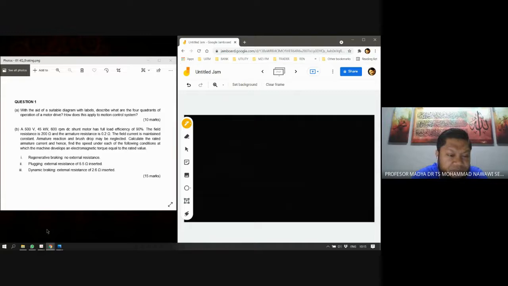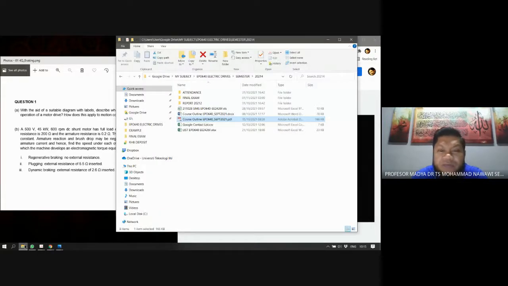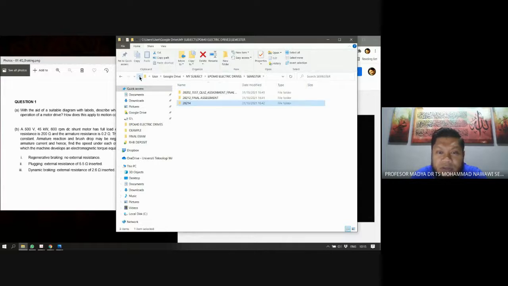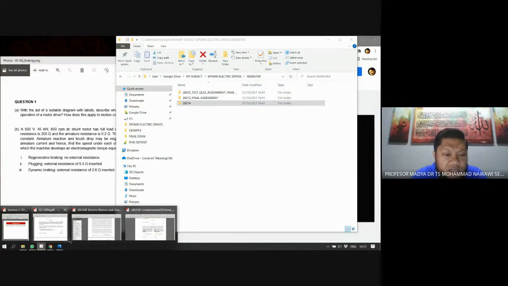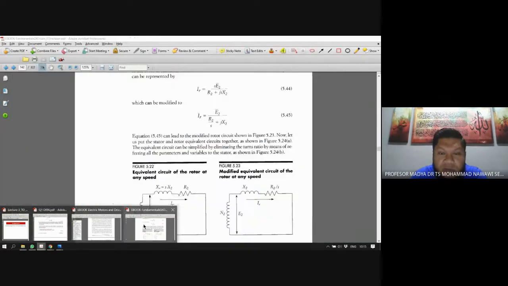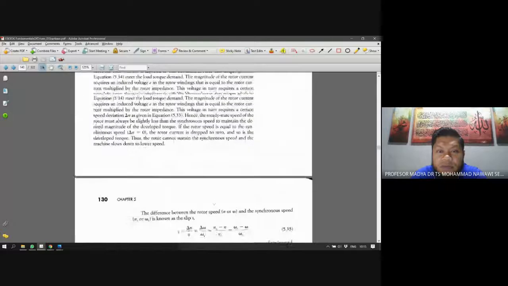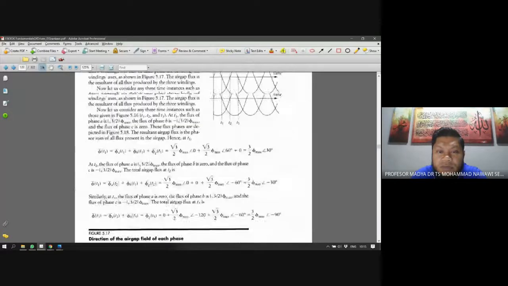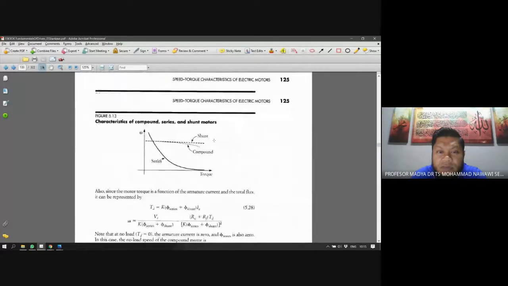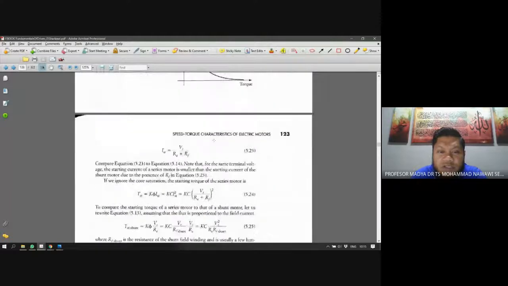So I will share with you some of the material; you can actually look at the Sharkawi books, and the four quadrants.